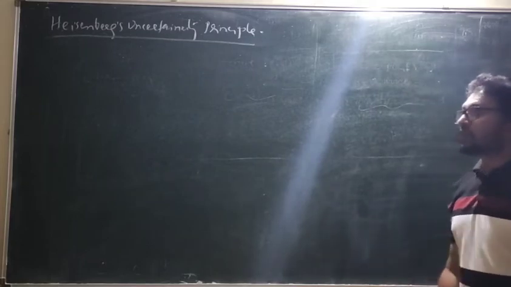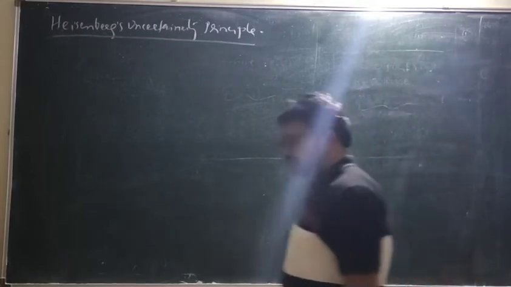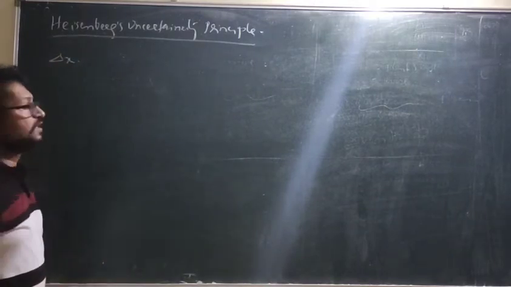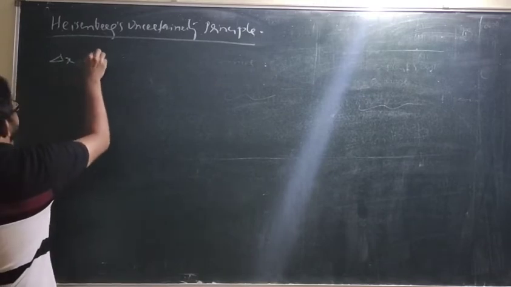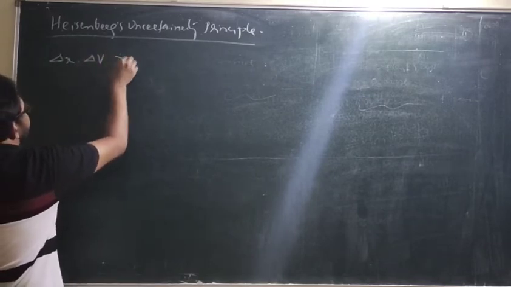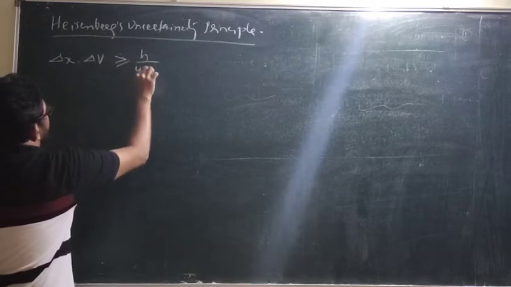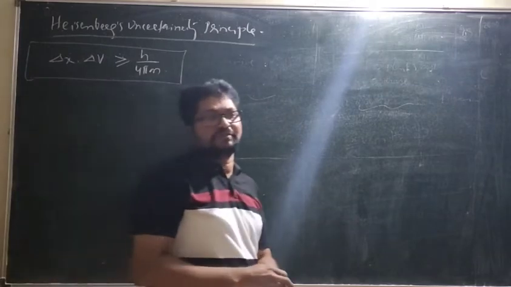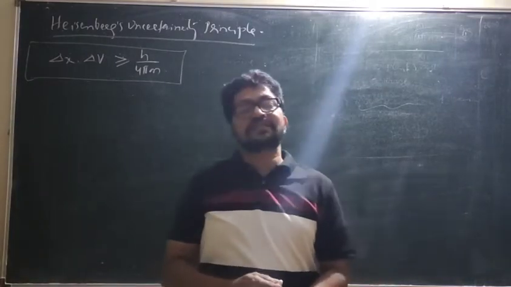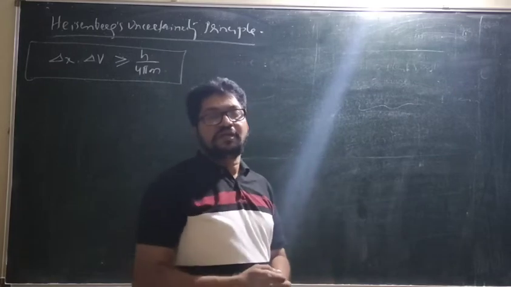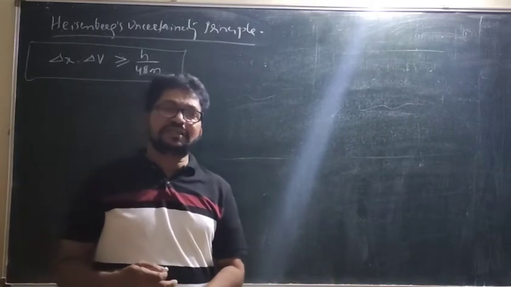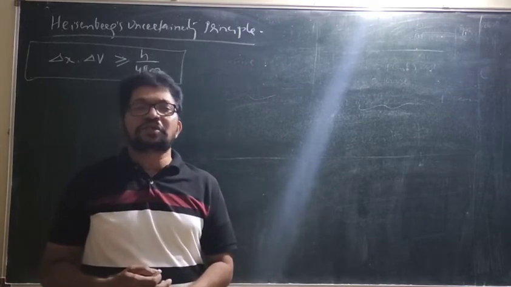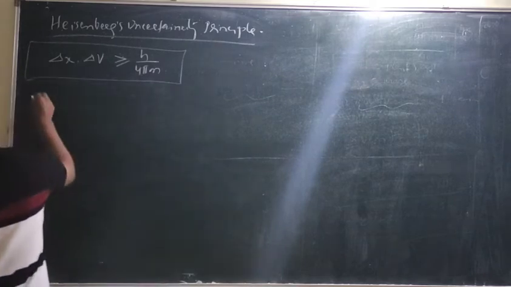Now you see, the mathematical expression also I told you. Delta x is the error in the position. The product of delta x into delta v is greater than or equal to h upon 4 pi m. This is what I told you. This is Heisenberg's uncertainty principle. What is delta x? It is the error in the position. And what is delta v? That is the error in the velocity. Now let us calculate the product of error for an electron.